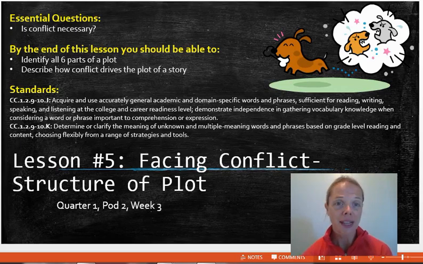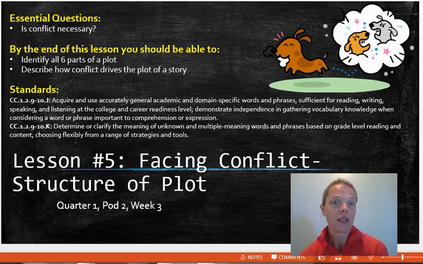Please don't confuse this, the 6 parts of a plot, with the elements of a story. Elements of a story are what a story has to have, and plot is one of those elements. So we're going to go into the 6 parts of a plot.